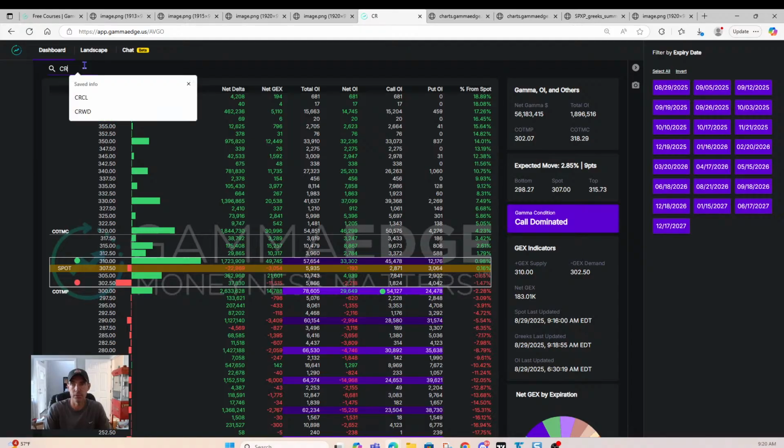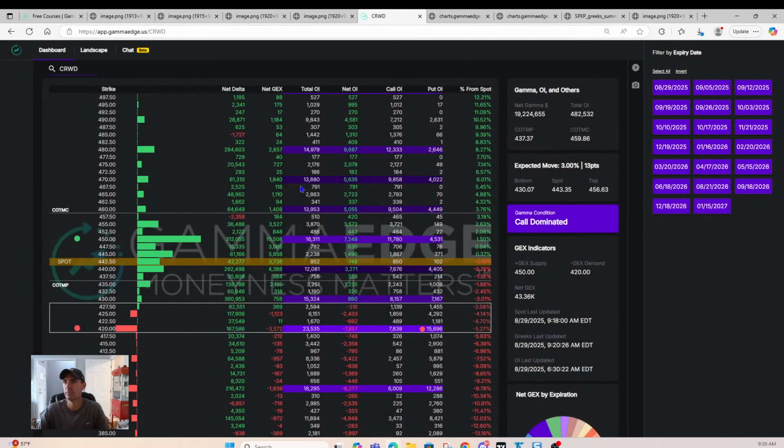Everything looks good there. Crowd's been doing very well, I think. Yeah, call dominated, fully above transition. See PGX 450. So that would be the local area I'd look for price to start stalling. But yeah, crowd's been doing very well. Doing pretty good across the board there on crowd.